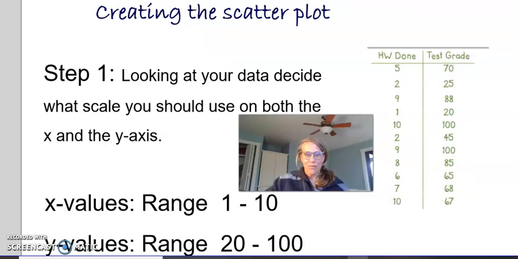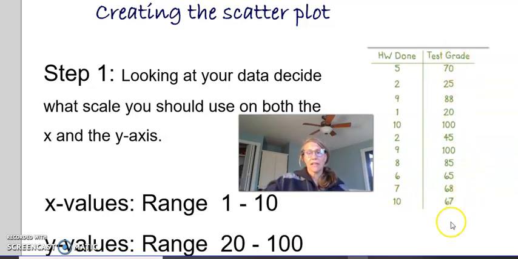When you're creating a scatter plot, not only do you need to know about the x and the y axis, you need to know how to plot points, but you also need to know how to set up your graph. So your first step is to look at your data and decide what scale you would use on both the x and the y axis. So your best bet is to start by just looking at our x coordinates here. Notice that our range is from 1 to 10. So we know along our x-axis, we have to have it low enough for 1 and high enough for 10.